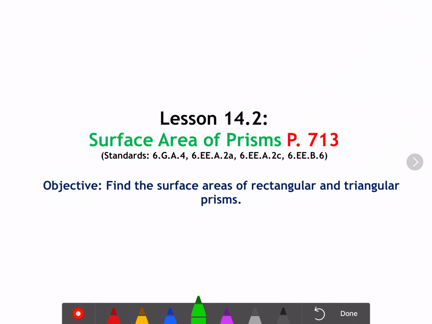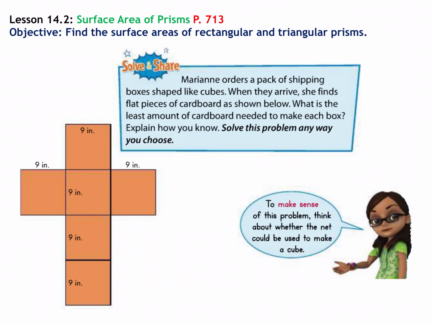In this video, I'm going to talk about lesson 14.2 in grade 6, surface area of prisms, page 713. Our objective today is to find the surface area of rectangular and triangular prisms. In this lesson, the most important point we need to focus on is how to find the surface area of prisms. What do we mean by surface area? Surface area is the sum of the areas of all the faces and the surfaces of the prism.